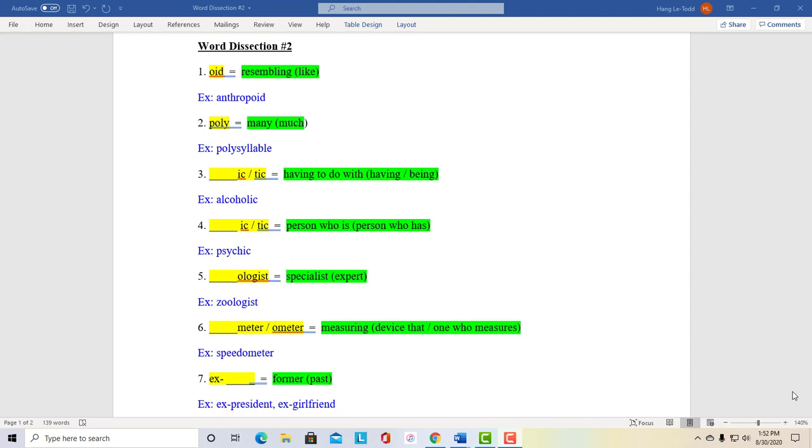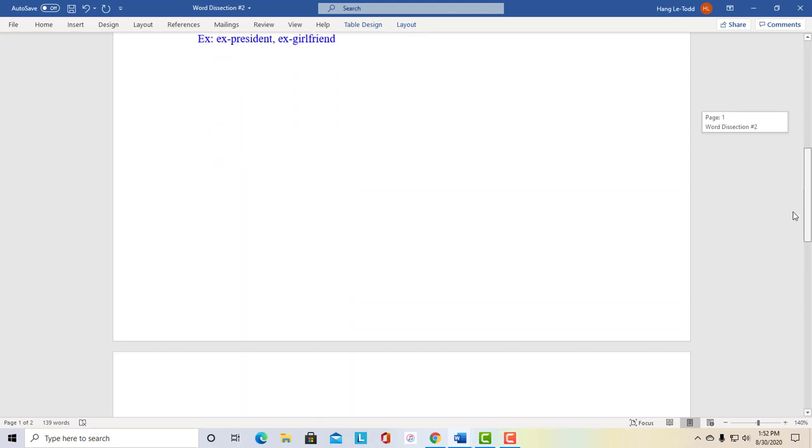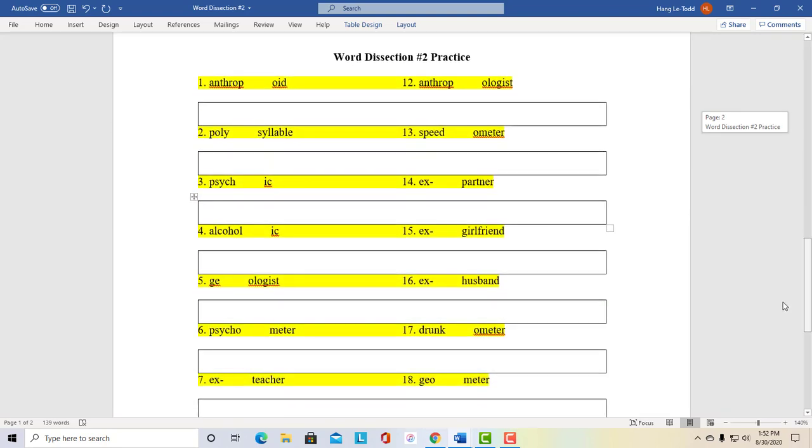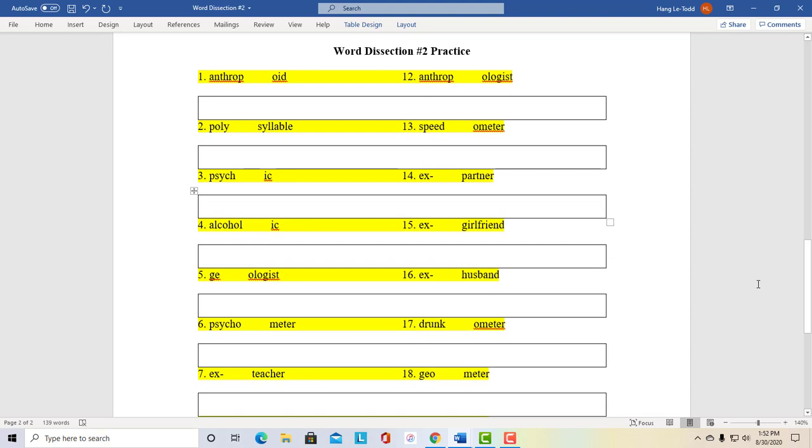Okay, after you have copied all these words I've asked you to, we'll go to the second page, which is a practice page. I've gone ahead and highlighted all the words just to make them stand out from the boxes, because we're going to be filling in the answers in the boxes.